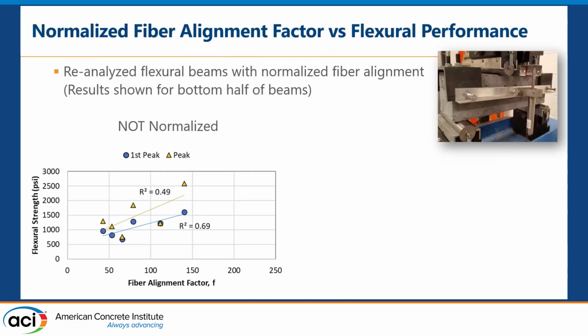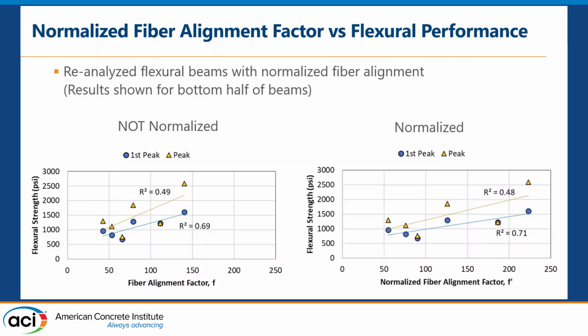All right, so with that understanding, with that knowledge, we went back to reanalyze the flexural beams, the 6 beams that I talked about at the beginning, A, B, C, D, E, F, without normalization and with normalization. However, in this case, the normalization turns out not to make much difference to the correlation. Again, it suggests that there are other factors that could affect the flexural strength of the beam other than fiber alignment.